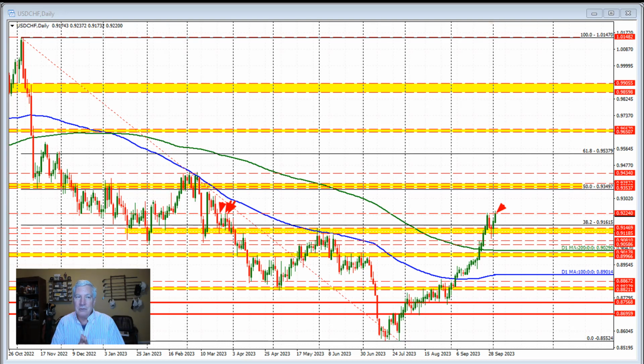It may give us clues for future price action, not only today, but in the near term to the downside. We'll see if a corrective move can be started because of that failed break. There's a look at the dollar Swiss.